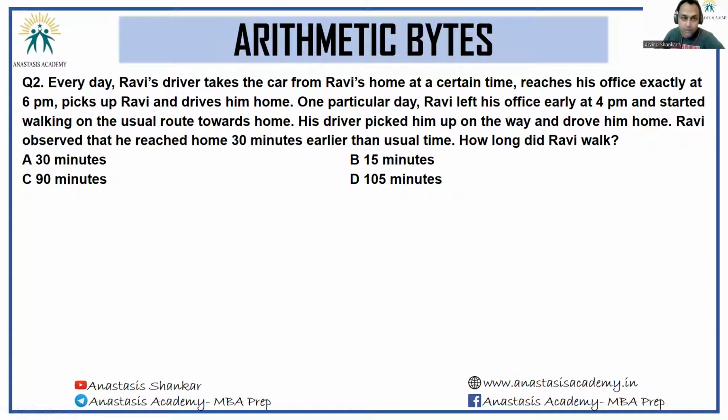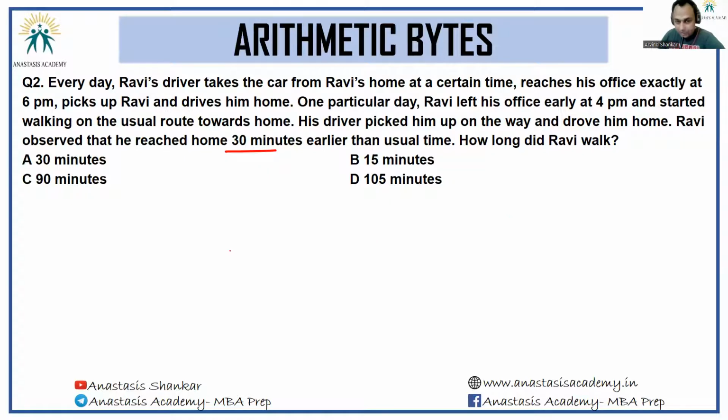Next question. Every day, Ravi's driver takes a car from Ravi's home at a certain time, reaches his office exactly at 6 p.m., picks up Ravi and drives him home. One particular day, Ravi left his office early at 4 p.m. and started walking on the usual route towards home. His driver picked him up on the way and drove him home. Ravi observed that he reached home 30 minutes earlier than usual time. How long did Ravi walk?